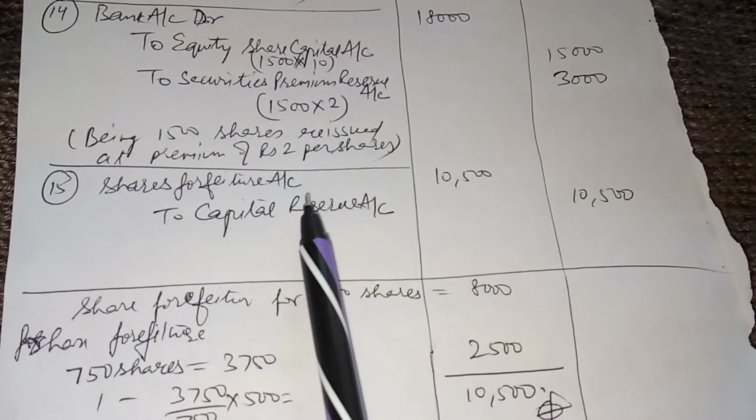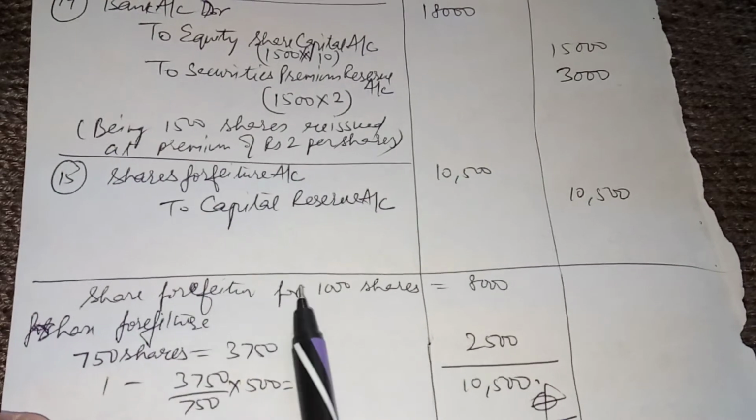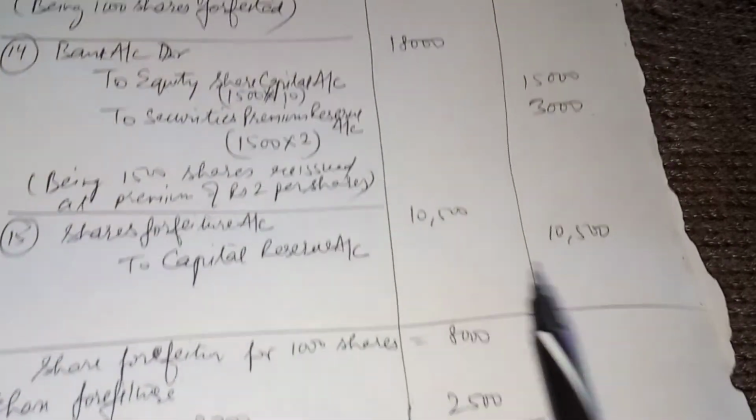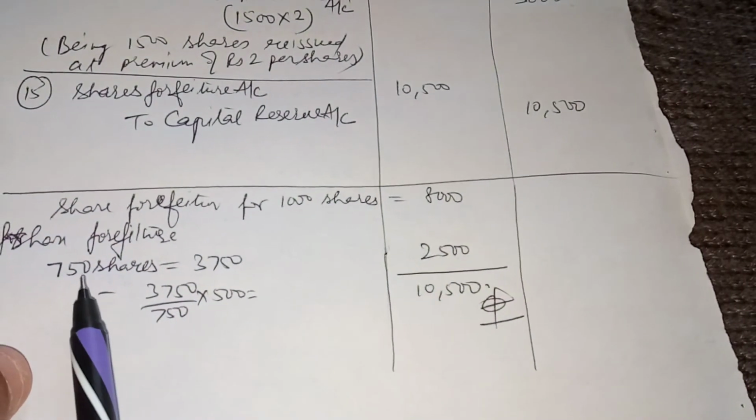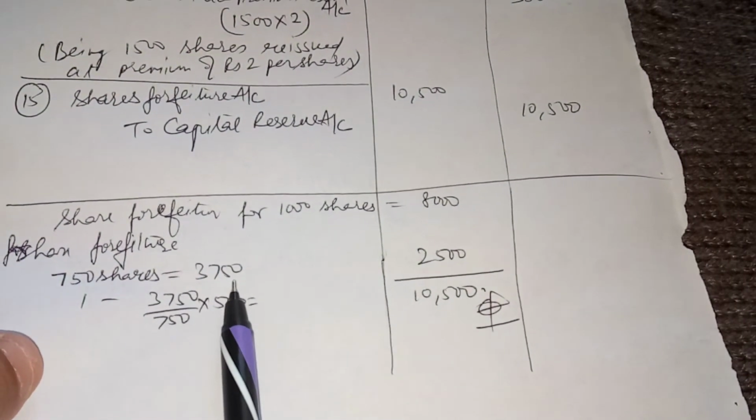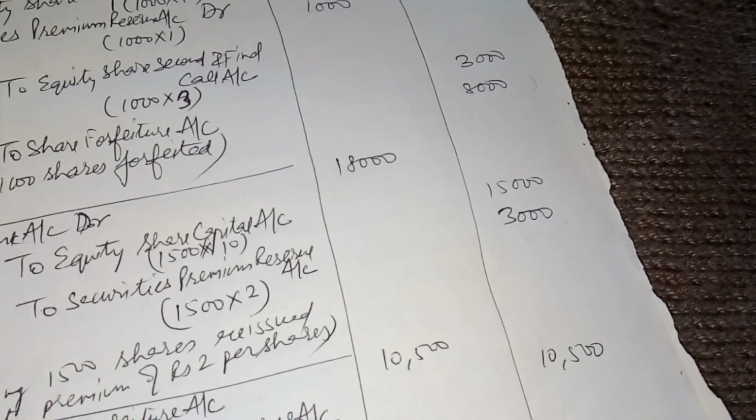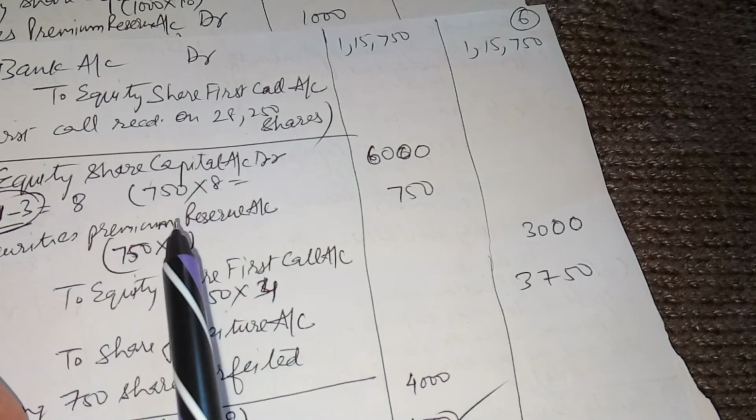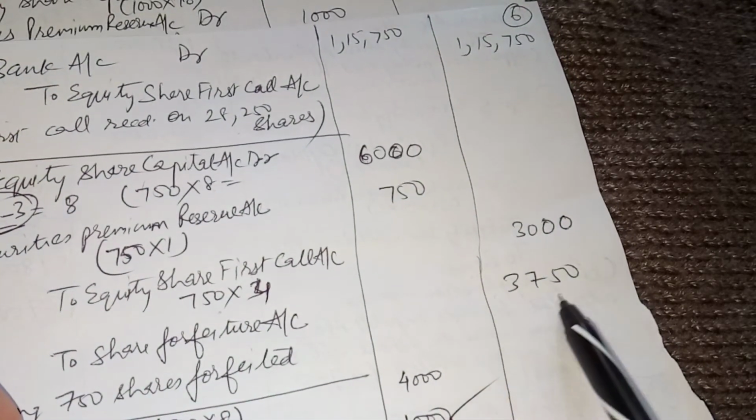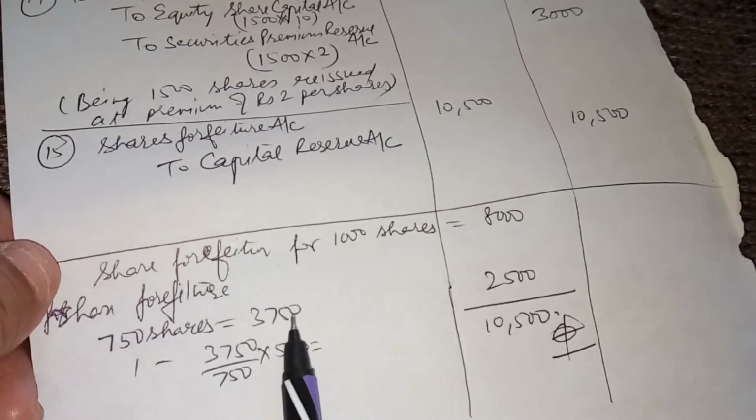Now share forfeiture account debit to capital reserve. How is the money transferred, let us check. For 1,000 shares, we transferred 8,000 to the share forfeiture account, and for 750 shares we transferred 3,750 when we forfeited these 750 shares. So in this forfeiture entry, when we forfeited 750 shares, we transferred 3,750 rupees. So for 750 shares, 3,750 rupees.